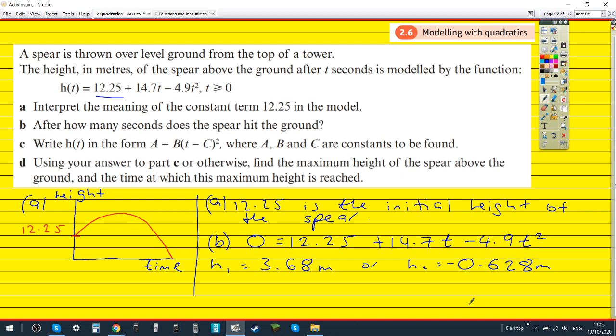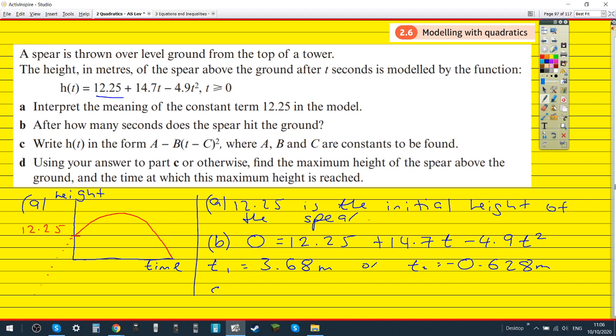Okay, and so which is it? After how many seconds does the spear hit the ground? Would it be t1 because it can't go negative? Correct. Should be t1, sorry. So it's when the height goes to 0. In terms of pure maths, you can see the negative one would be to the left side. But in this case, it's a real world thing.